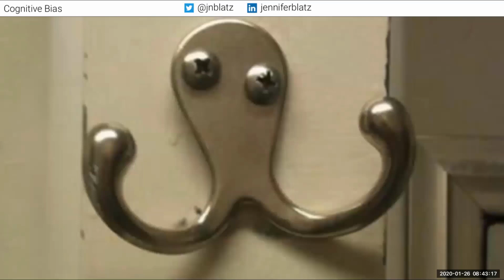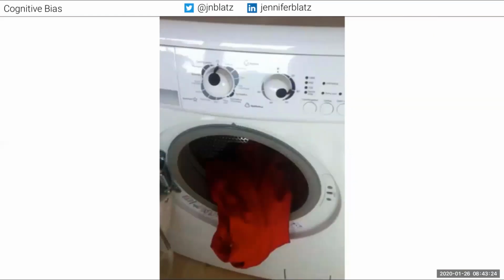And how about this one? What do you see here? And then finally, what do you see in this image? Well, I'm guessing that you probably saw a couple of different things in these images. And why is that? What's going on here?